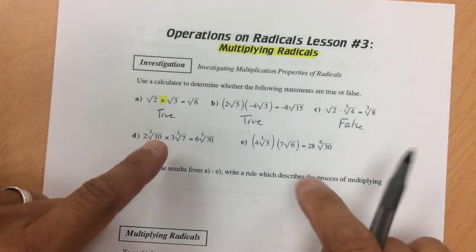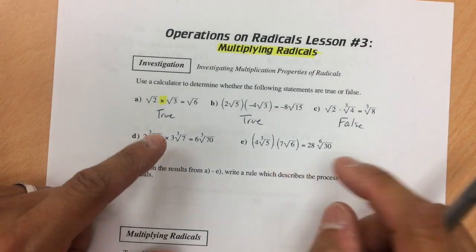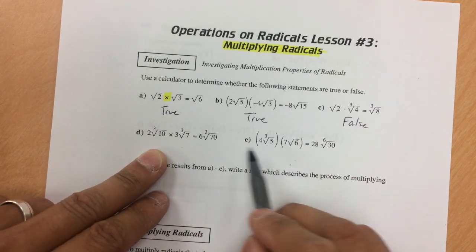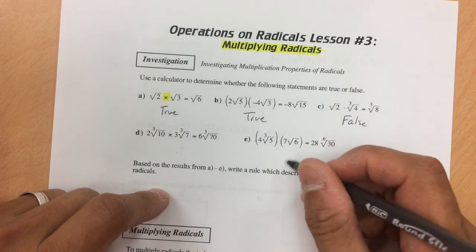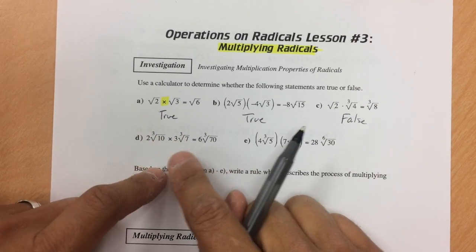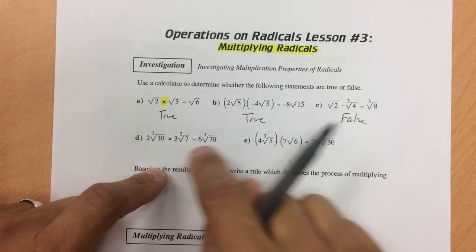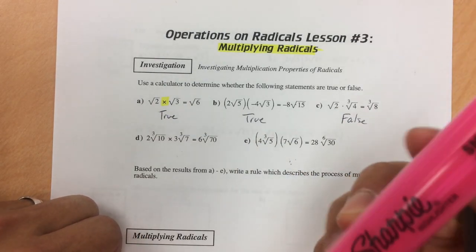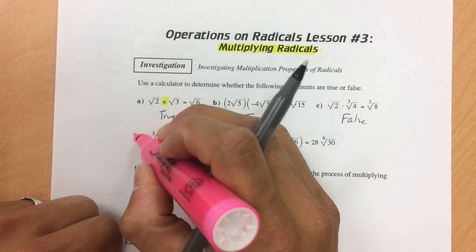You can do the same thing for these two and determine whether or not they're true or false. Let me know what you get for these ones. For this lesson, I'm going to check to make sure you did these two, so I'm going to highlight these in pink, and these are something I'm going to check.